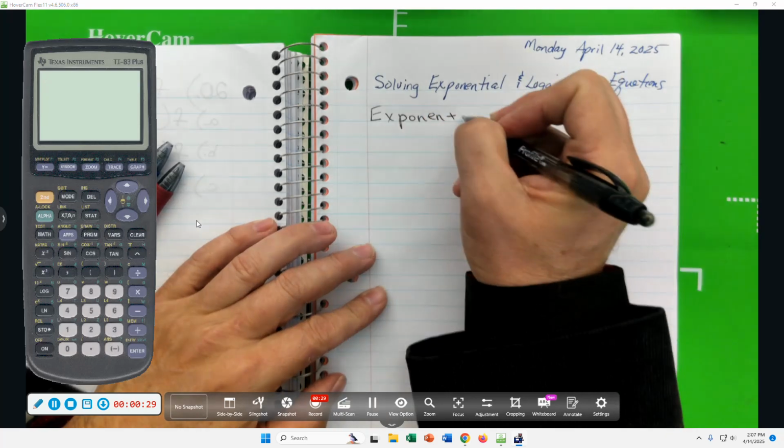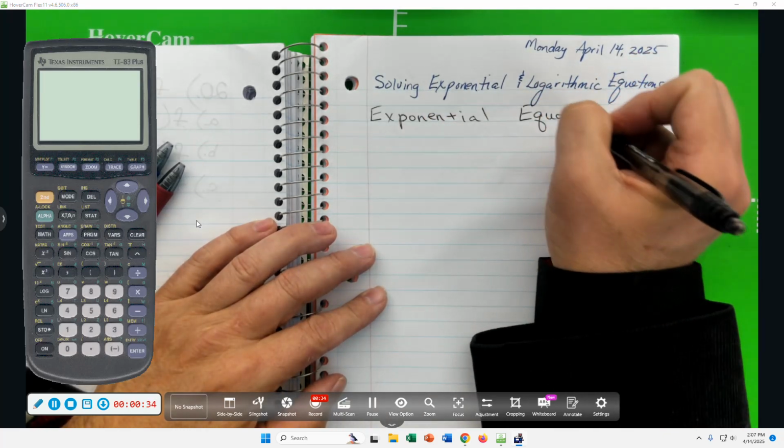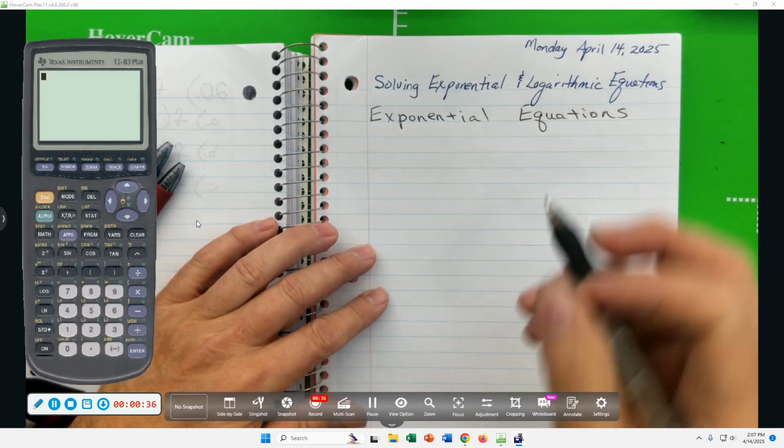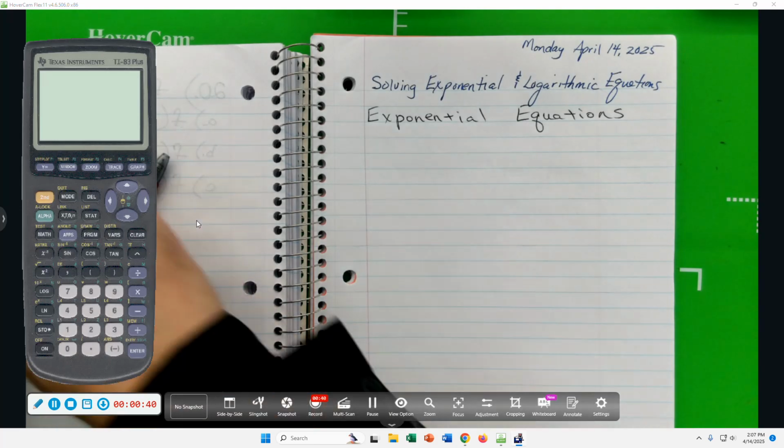Are you going to review that they've already solved exponential equations before? They solved a few logarithmic equations the last time also. It's too bright in here. Oh yeah, let me dim the light.